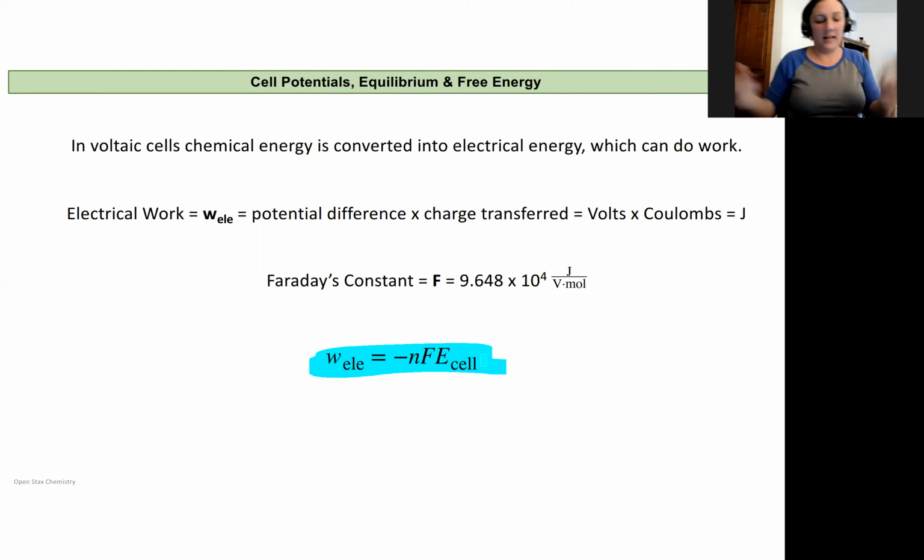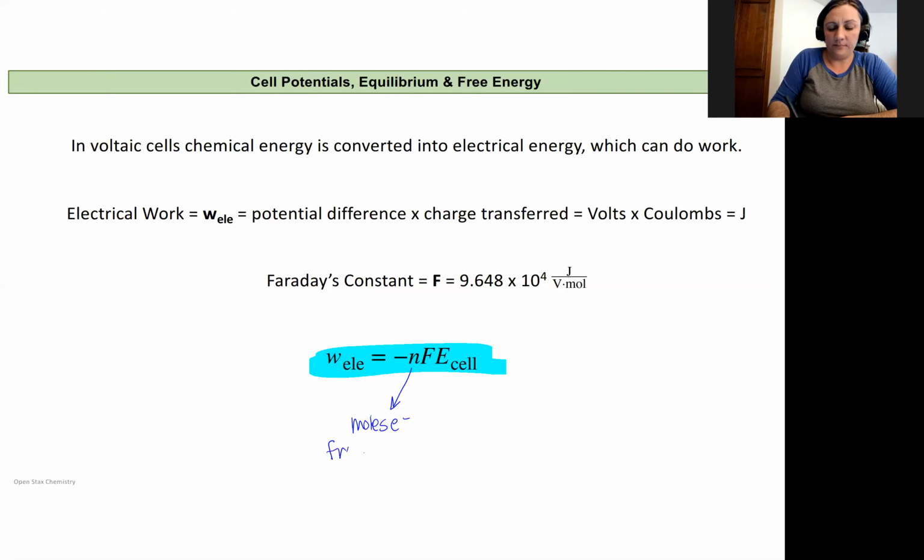What's that? So this n value right here is the number of moles of electrons from our balanced equation that we have for our redox reaction. So it's how many moles of electrons are transferred from our reducing agent to what's being reduced.